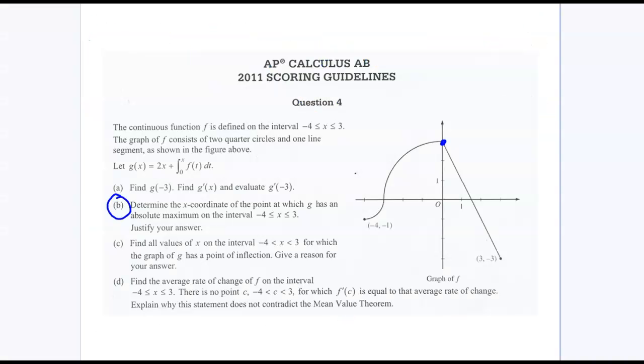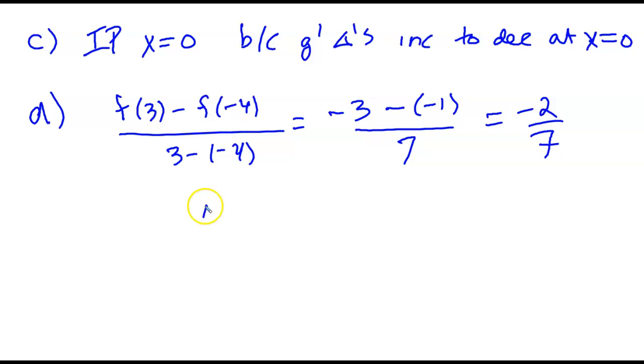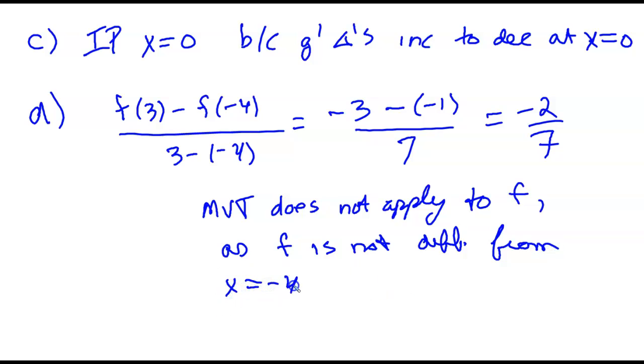And the question says, explain, there is no point c for which the derivative is equal to the average rate of change, and explain why this statement does not contradict the mean value theorem. It's because f is not differentiable. The mean value theorem doesn't apply. So the mean value theorem does not apply to f, as f is not differentiable from x equals -4 to x equals 3.